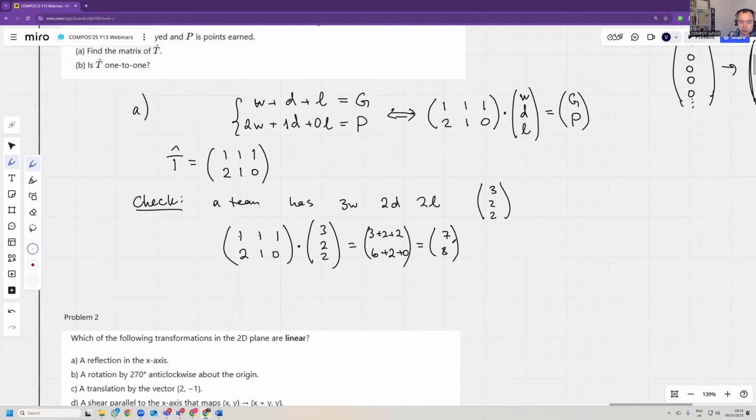So what does this result mean? 7 games and 8 points. Is that true? Well, let's have a look. The team had 3, 2, 2, so 7 games. The team played 7 games and they earned 6, 2, and 0, so 8 points.